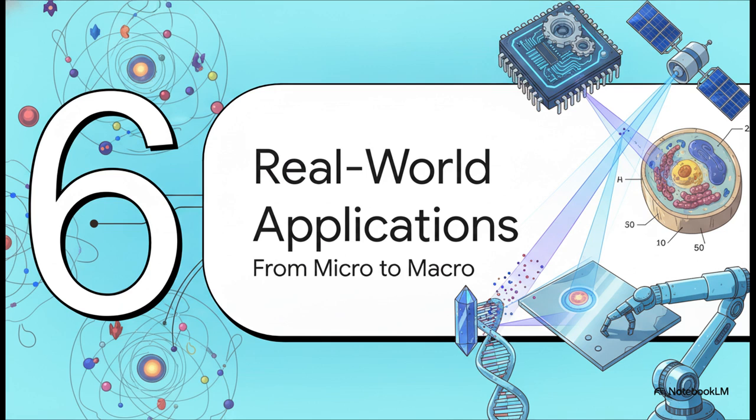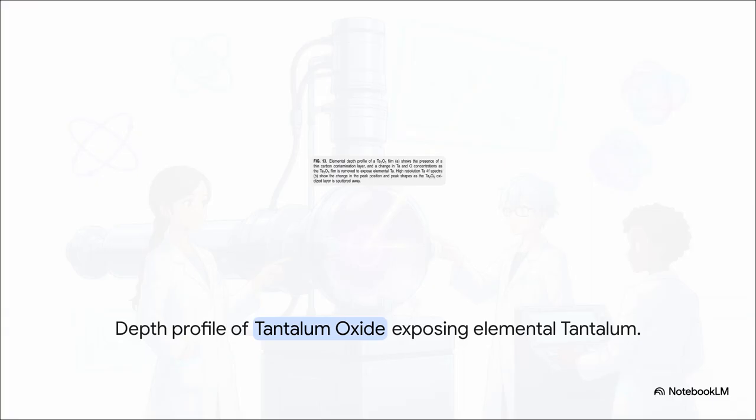Section 6. Real-world applications. From micro to macro. All right, let's explore why all this atomic-level physics actually matters in our daily lives. Take a look at this. When researchers are studying something like a tantalum oxide film, they can use a gentle ion sputtering gun right inside the XPS chamber to slowly etch away the uppermost layers of the material, taking XPS measurements at every single step. It's literally like peeling an onion at the atomic level. As the oxidized layers are sputtered away, the pure elemental tantalum underneath is finally revealed.